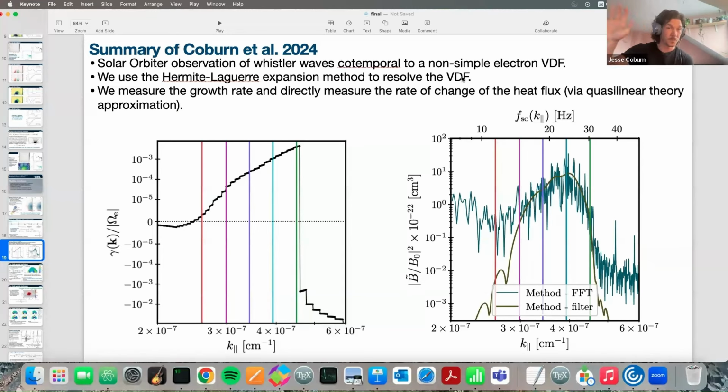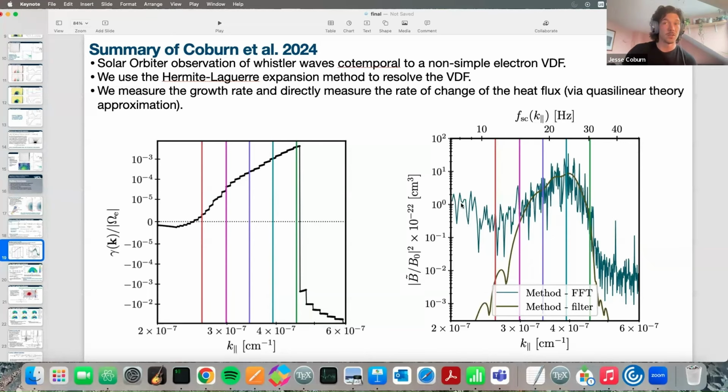The growth rate involves your wave-frame pitch angle gradient and the change in the heat flux, the rate of change of the heat flux. The growth rate I've put here. Okay, this is the measured growth rate. There's no electromagnetic field in here. This is just the VDF. Okay, and then I've done the Doppler shift to the wave number. And so this is the span in wave number space where we expect wave growth.